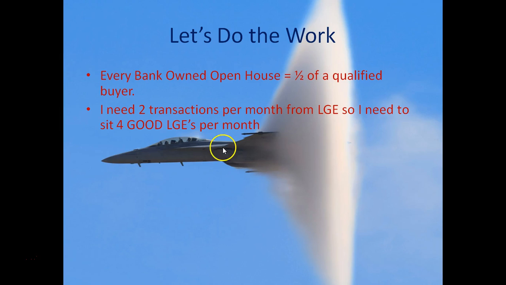Well, I need 2 transactions from these types of events each month. So does it make sense that if I do 4 and I meet half a buyer at each one, half of 4 is 2? So that basically means I need to do 4 good lead generating events. That's what LGE stands for, per month, right?